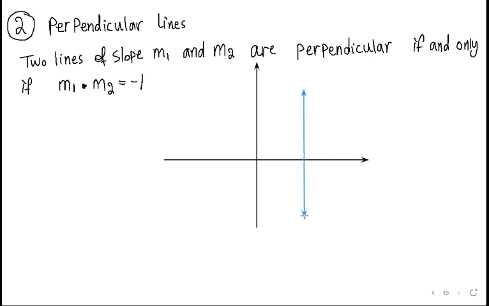This is my first line, and this is my second line. Both of them are perpendicular to each other. So here is my y-axis. This is my x-axis. So this is line number 1 and here is line number 2.